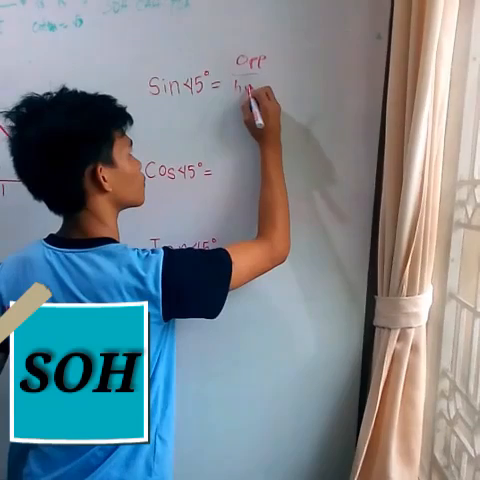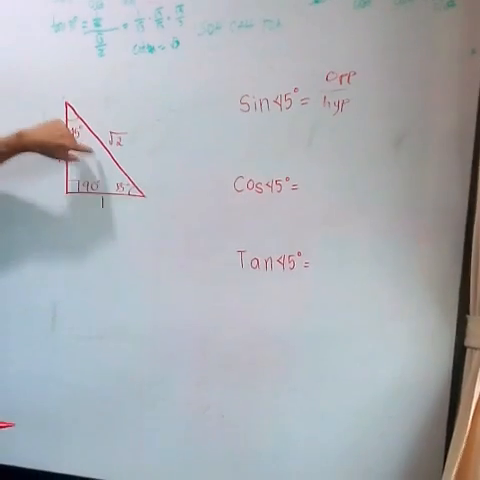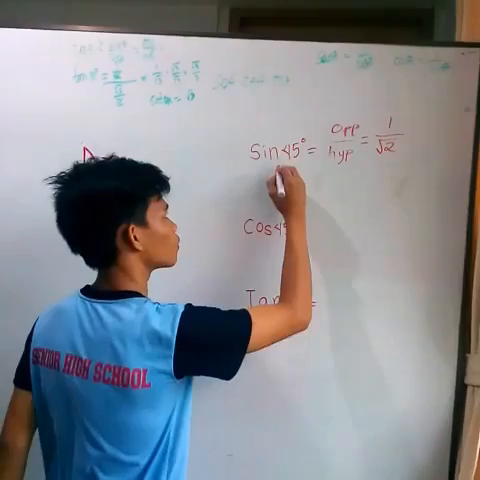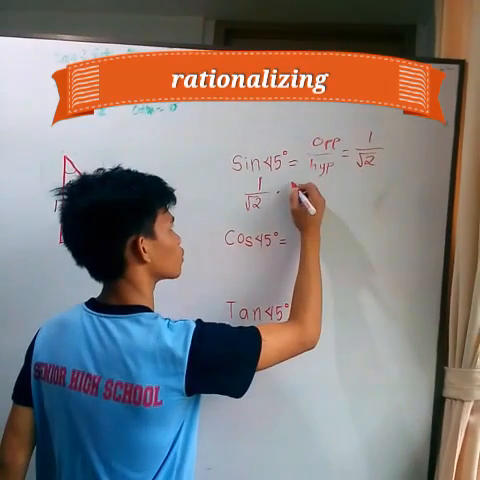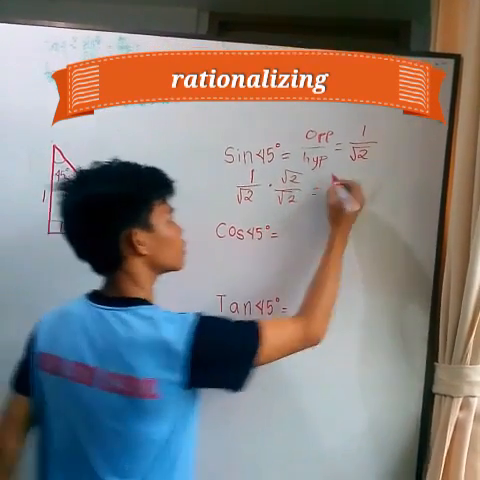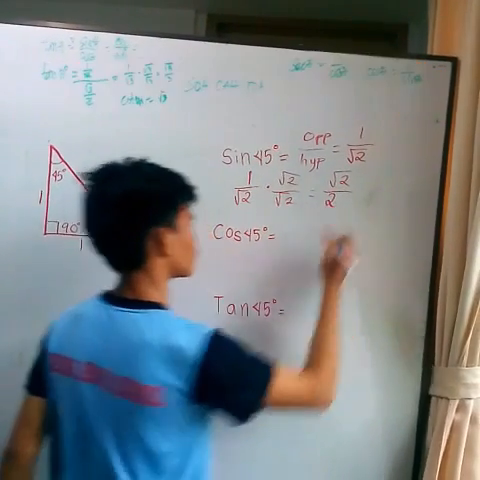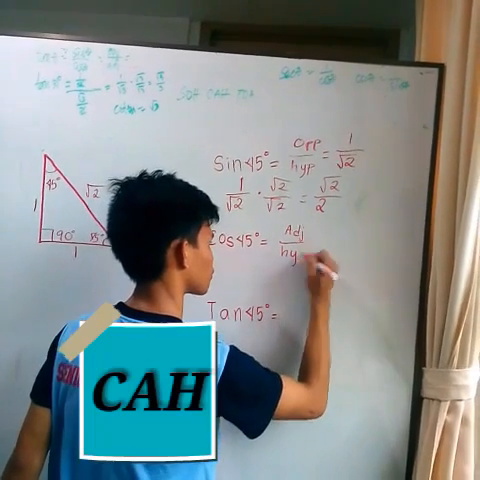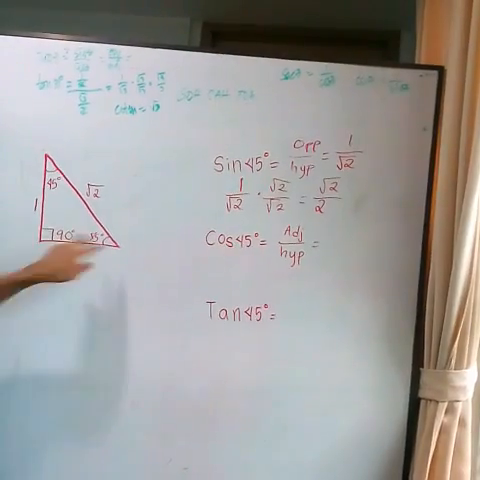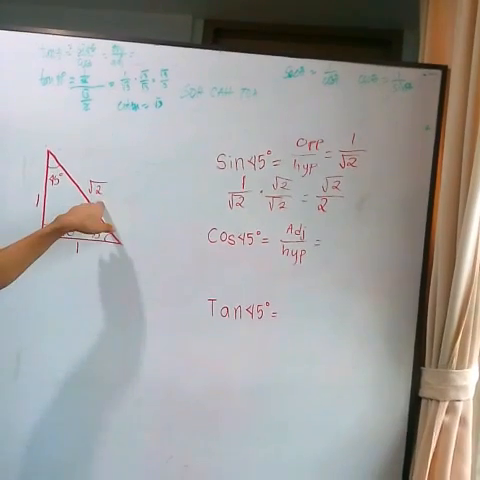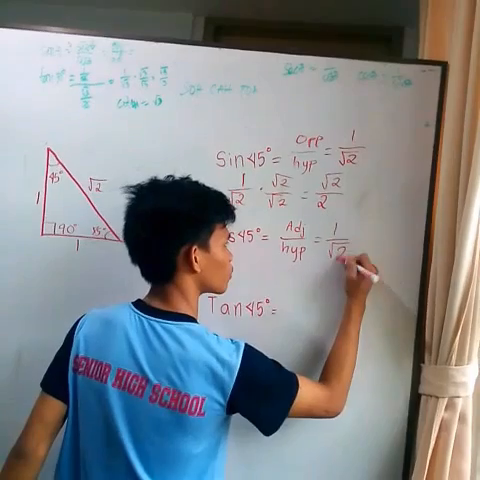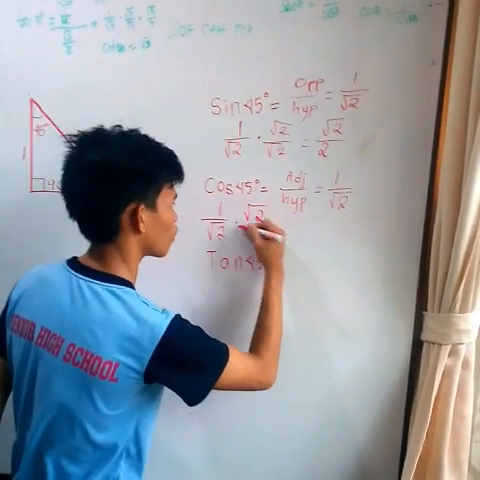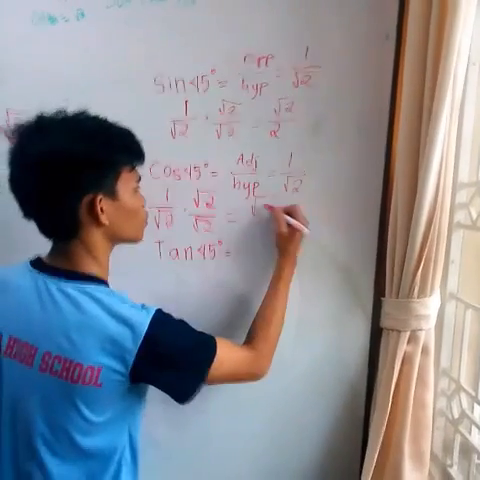Sine is opposite over hypotenuse. So this is 45 degrees, its opposite is 1, and the hypotenuse is square root of 2. So 1 over square root of 2, times square root of 2 over square root of 2, which is square root of 2 over 2. So in cosine 45 degrees, its formula is adjacent over hypotenuse. Adjacent is 1, hypotenuse is square root of 2. So 1 over square root of 2. You must rationalize this. Square root of 2 over square root of 2 gives square root of 2 over 2.